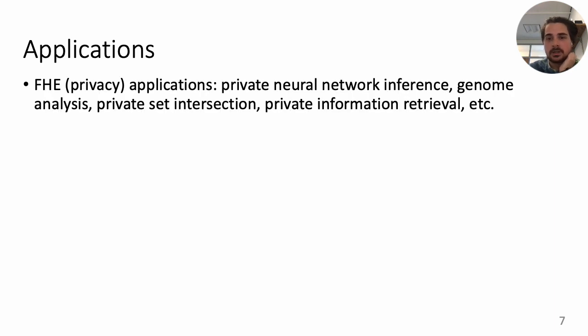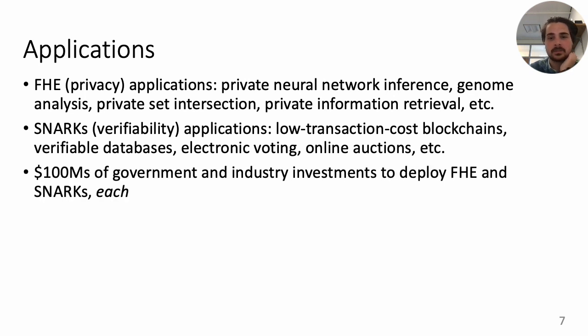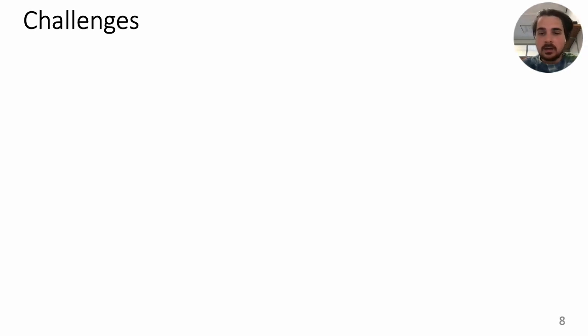There's an abundance of applications of FHE and SNARKs, many of which are already deployed. For FHE, these include private neural network inference and private information retrieval, while SNARKs have applications in low transaction cost blockchains, online auctions, and others. Governments and industry have already invested hundreds of millions of dollars to deploy FHE and SNARKs.